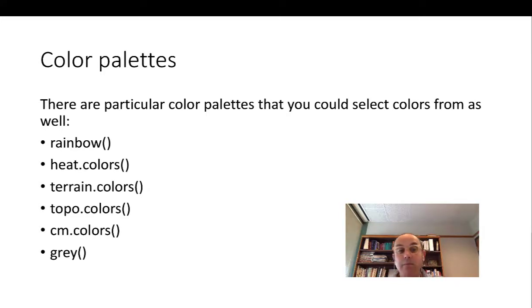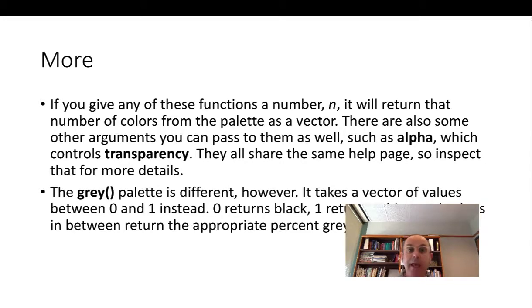In this case, again, R provides us more ability to control these settings, unlike Excel, which just gives it to us as it is. Functions like rainbow, heat, or gray allow us to play with the colors or to add additional elements. If you give any of those functions a number, for example n, it will return that number of colors from the palette as a vector. I want you to remember that. There are also some arguments that can be passed as well, such as alpha, which controls transparency. They all share the same help page, so inspect that for more details. I will not go into it because I have the objective to finish.